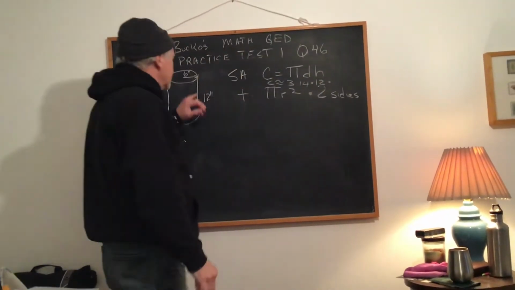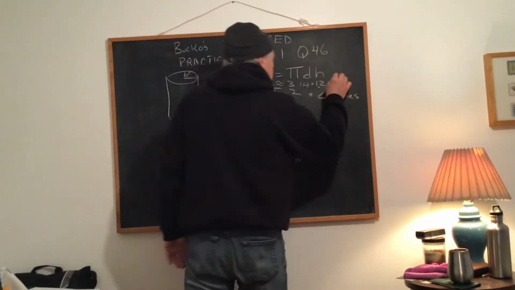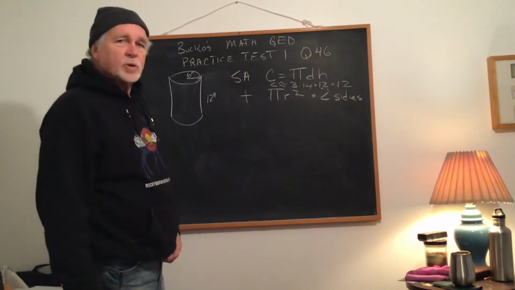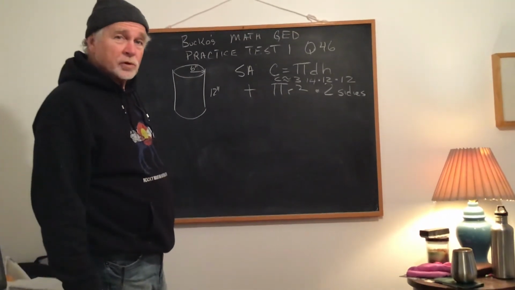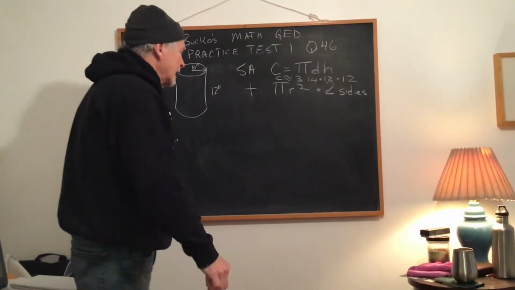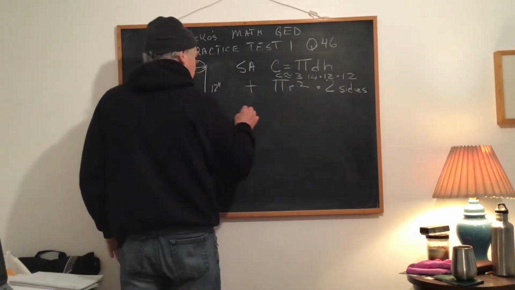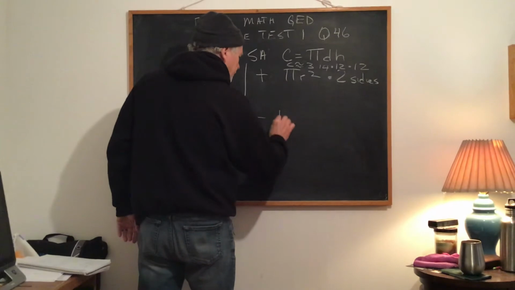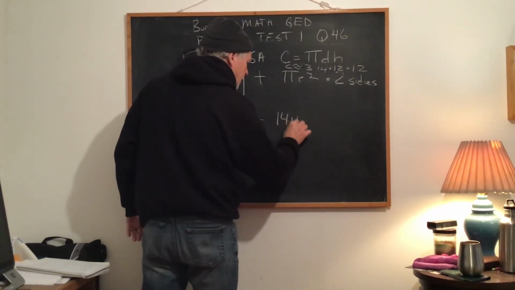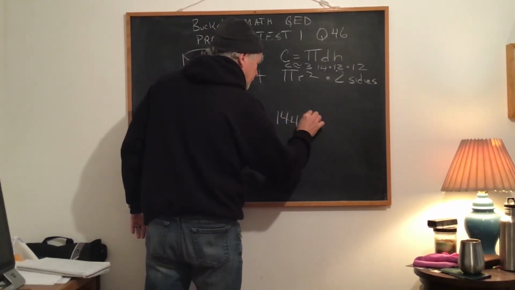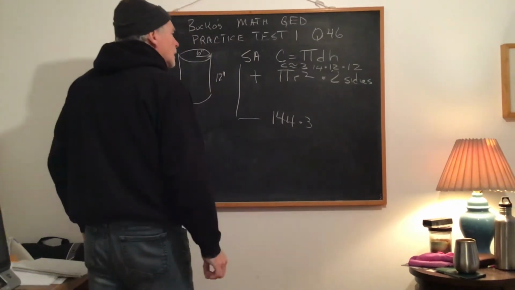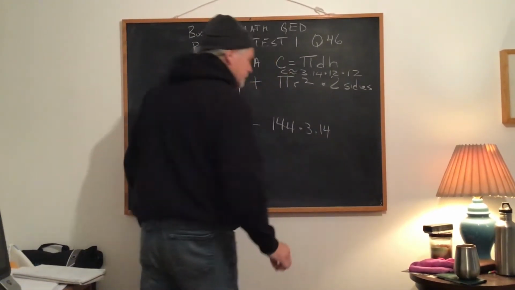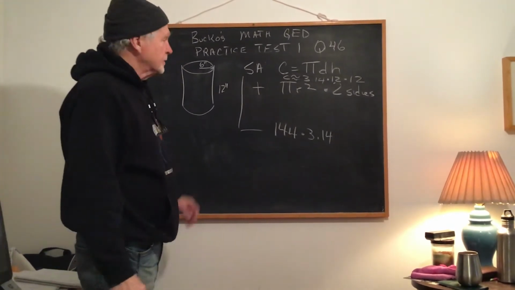Times a height, which is another 12. Okay, and that's 12 times 12, or 12 squared, is 144. You know that, right? Times 3.14. So this lines up to be 144 times 3.14.